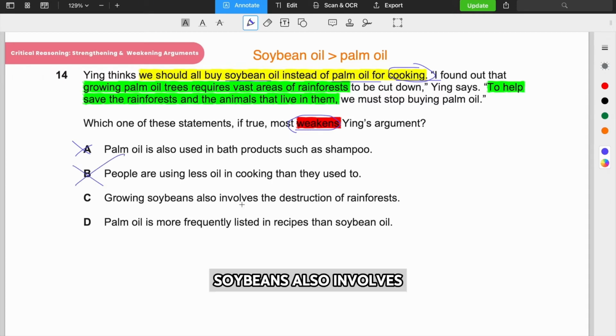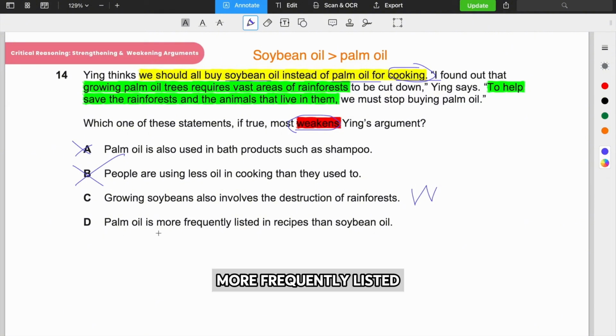Option C, growing soybeans also involves the destruction of rainforests. Perfect, because it actually shows us that Ying's suggestion backfires as it fails to achieve the main goal of saving rainforests and animal habitats, right? It actually backfires. So why would you preference soybean over palm oil? Makes no sense. So that very effectively weakens Ying's argument.